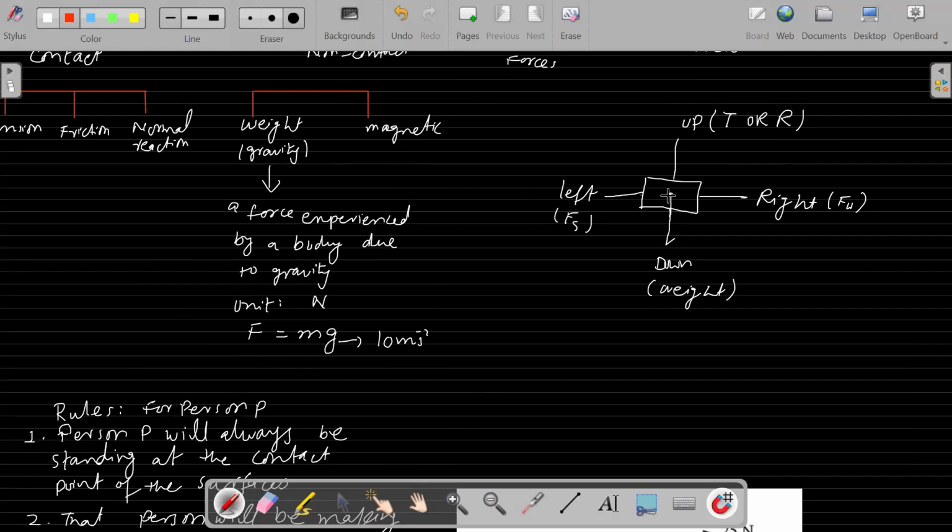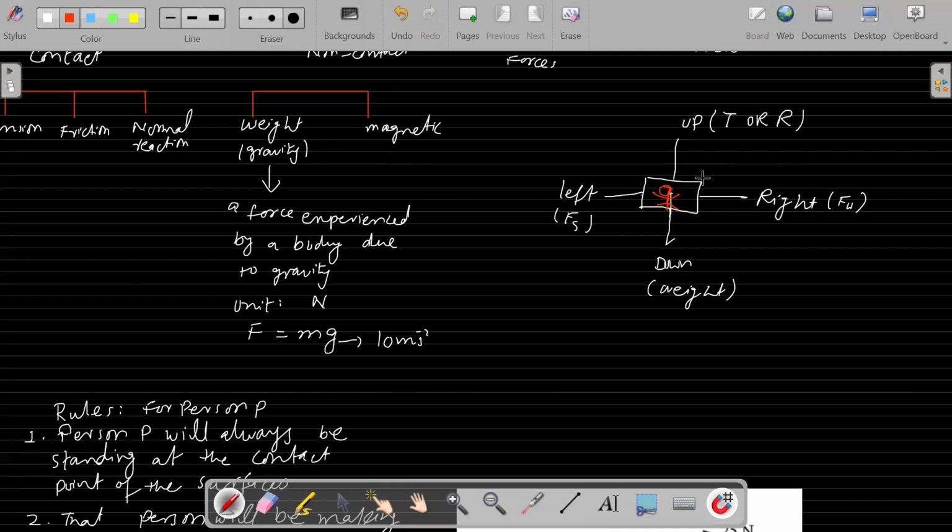Look, according to rule number one, it will always be at the contact point of the surfaces. This is the contact point, okay, and it will be making an angle of 90 degrees with the surface. So in this way, I'm going to draw my person P. And upward force will always be coming out from its head. It means that if this is my upward force, then this will be my downward force. It is rightward and left force, okay. So other three forces will be chosen accordingly. Is it clear?